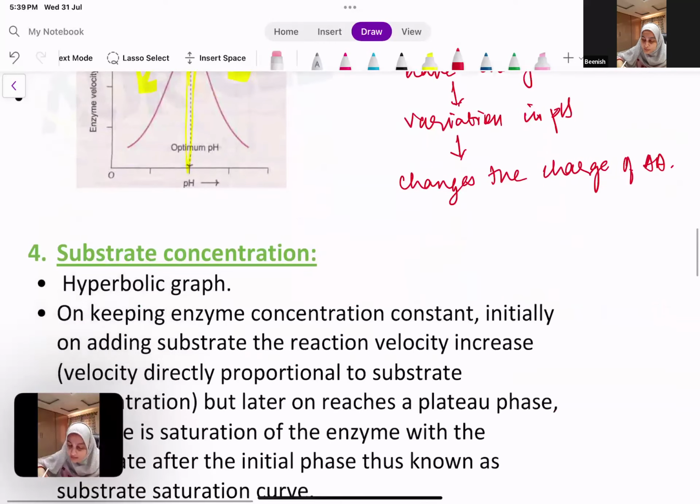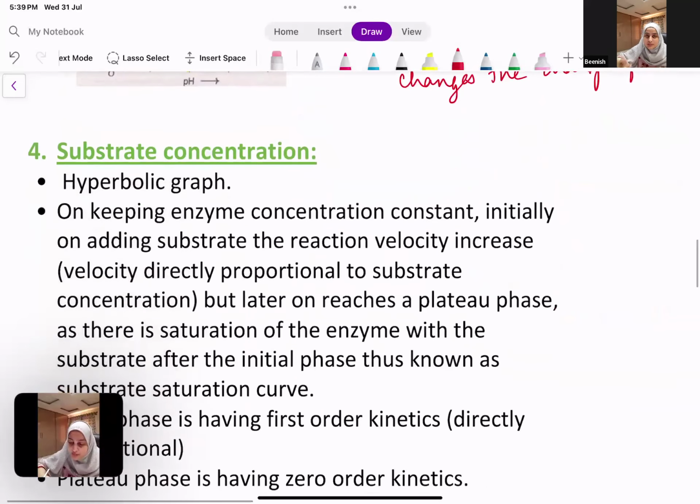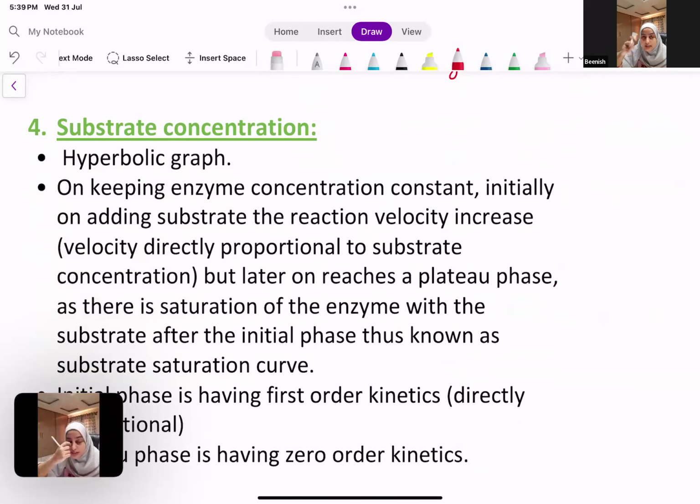And this is why pH becomes important, because on changing the pH, the charge of the amino acids in the active site of the enzyme is going to change. And as the charge changes, the catalytic activity is going to be affected, because your catalytic activity depends upon a specific state of ionization of the amino acids.